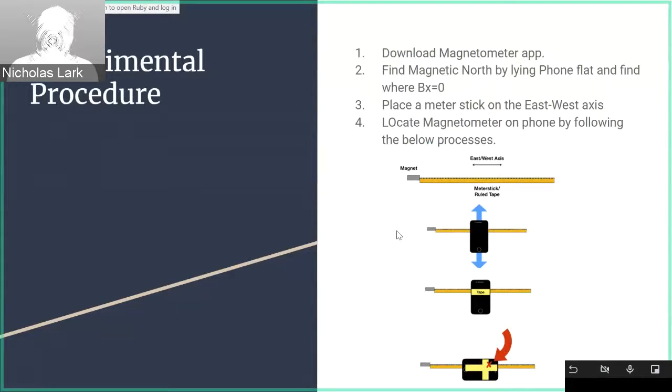Here's the experimental procedure. First, we had to download the magnetometer app, and then find magnetic north, and then place a meter stick on the east-west axis once we found magnetic north, and then locate the magnetometer on the phone by basically following these visuals below.